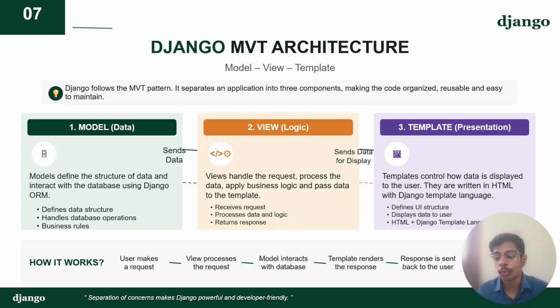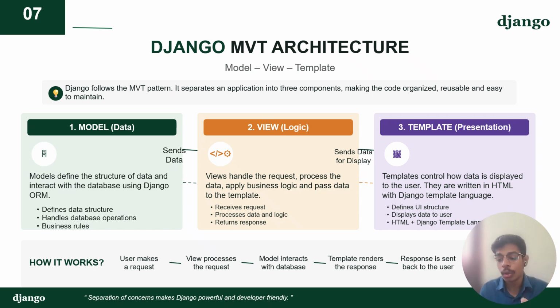The second component is the view. The view receives the request from the users. It processes the business logic, communicates with the model, and prepares the required data. The third component is the template. The templates control how information is displayed to the users. They are written using HTML along with Django's template language.